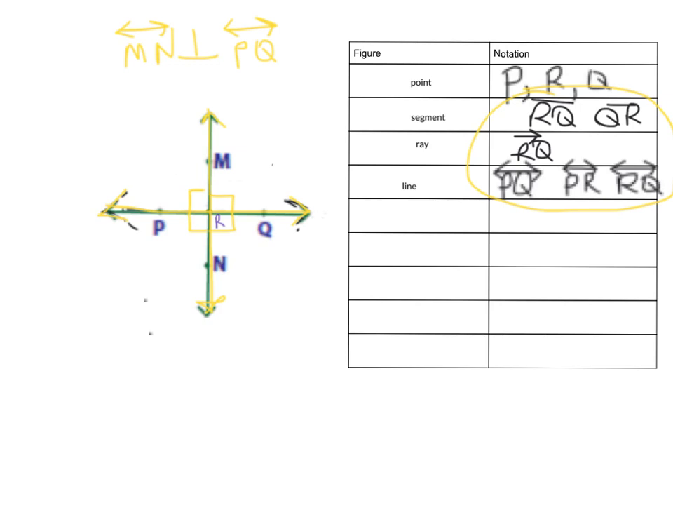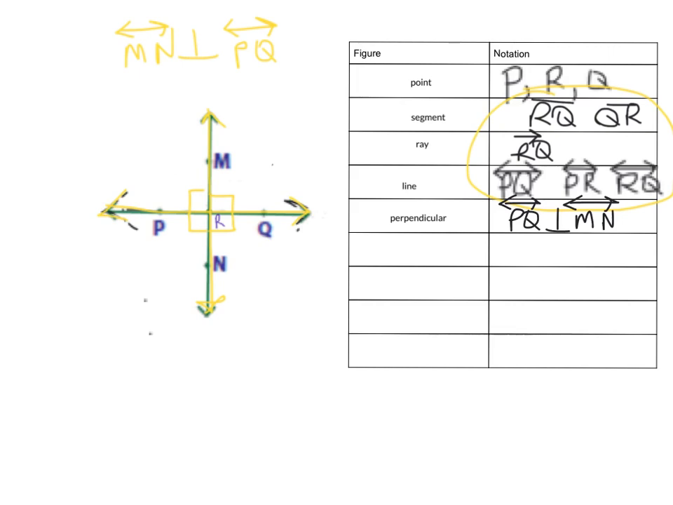So over here in our notes, we have perpendicular. And to write the notation for that, we would name the two lines. So we have PQ, and we have line MN, and we have the symbol for perpendicular, which looks like this.